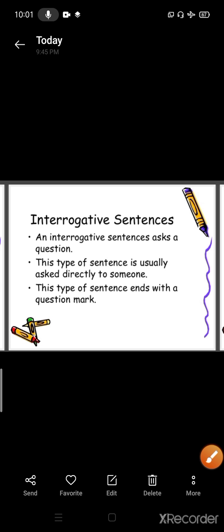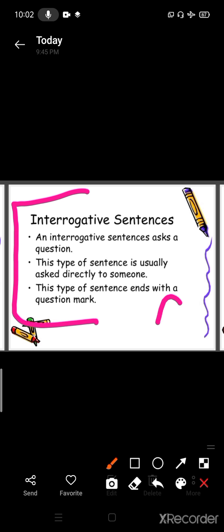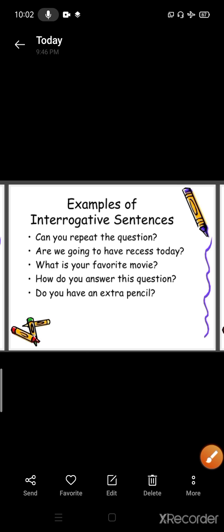Next is the interrogative sentence. An interrogative sentence is a sentence which ends with a question mark. An interrogative sentence asks a question. This type of sentence is usually asked directly to someone. This type of sentence ends with a question mark. I have already told it to you.